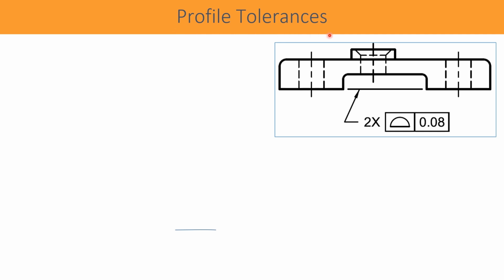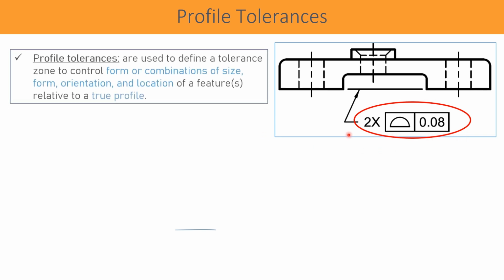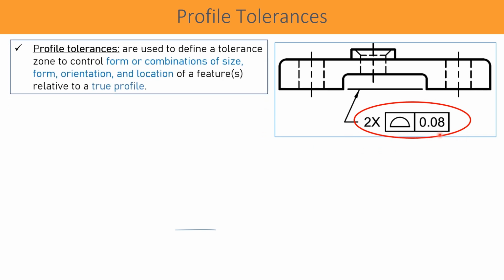For the same part, instead of a flatness control, if profile control is applied, let us discuss how the interpretation would change. Except for the flatness symbol in this feature control frame, everything remains the same. The flatness of a surface symbol is replaced by the profile of a surface symbol.